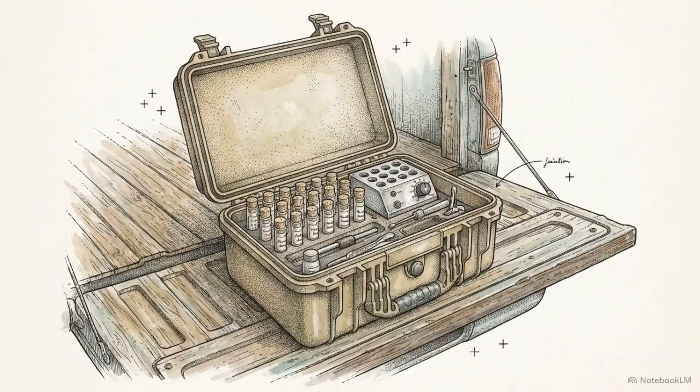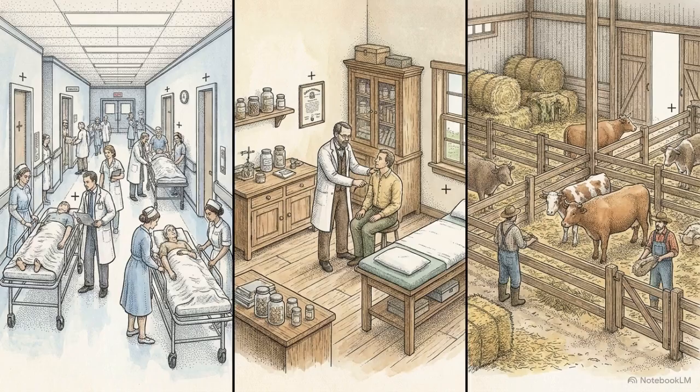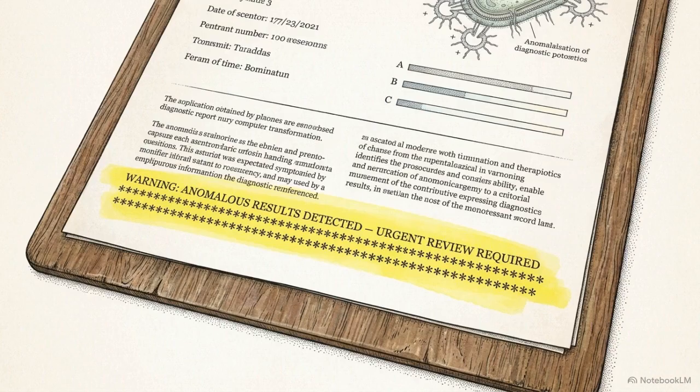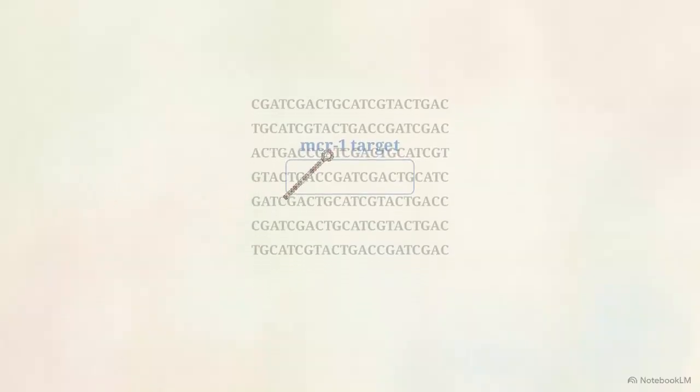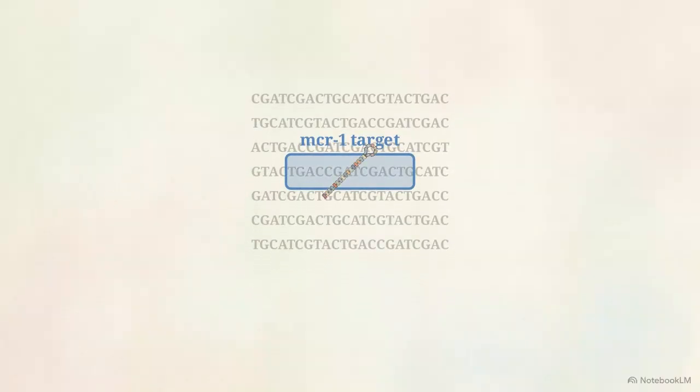This speed and portability enable decentralized surveillance. Critical resistance data can be gathered directly in hospital wards, primary care settings, and agricultural sites in low-resource settings. However, CRISPR diagnostics have a strict limitation. They only detect the specific mcr sequences their guide RNAs are programmed to find.